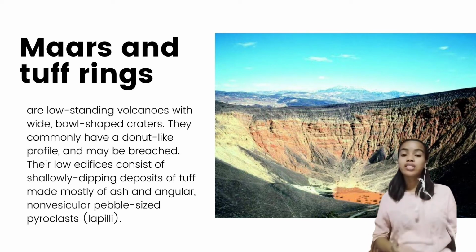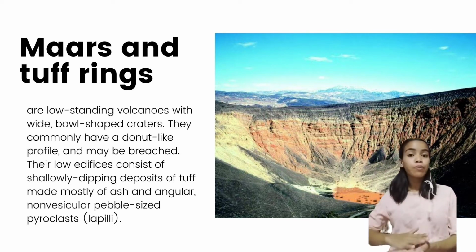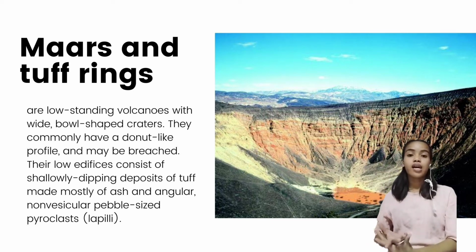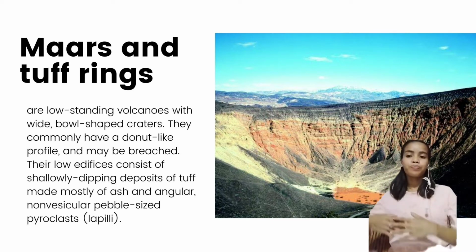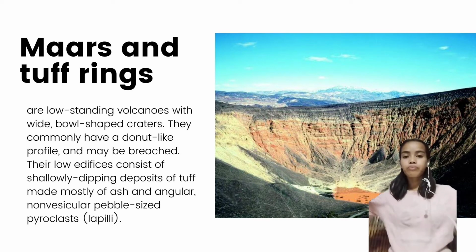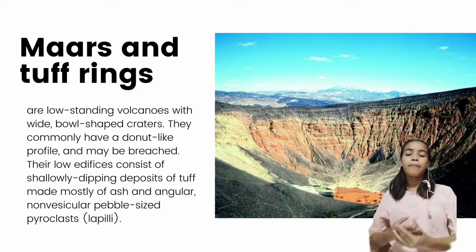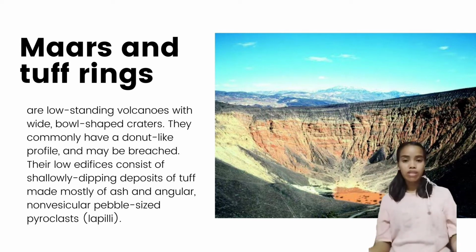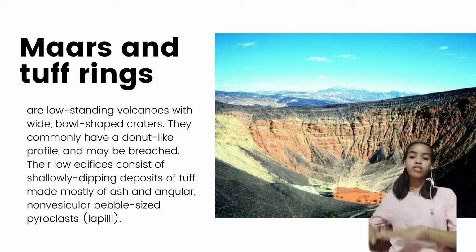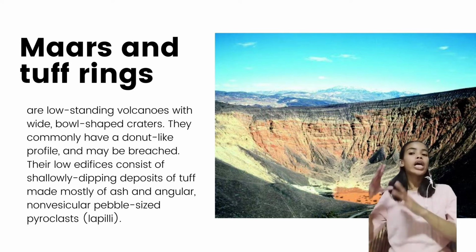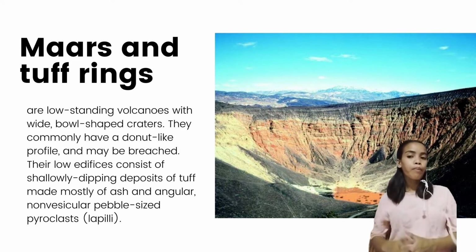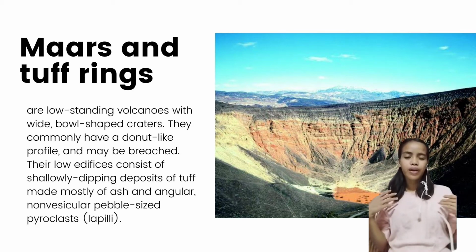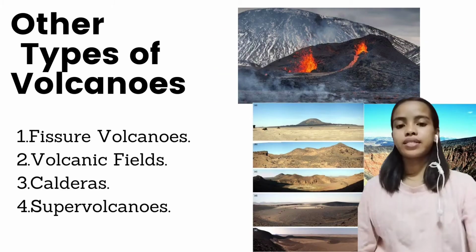So as you can see here, malalim talaga yung causes ng eruptions. So that is why napakalaking bilog or napakalaking butas sa center of the volcanoes. So yan yung tinatawag nating maars and tuff rings. So that's the types of volcanoes.